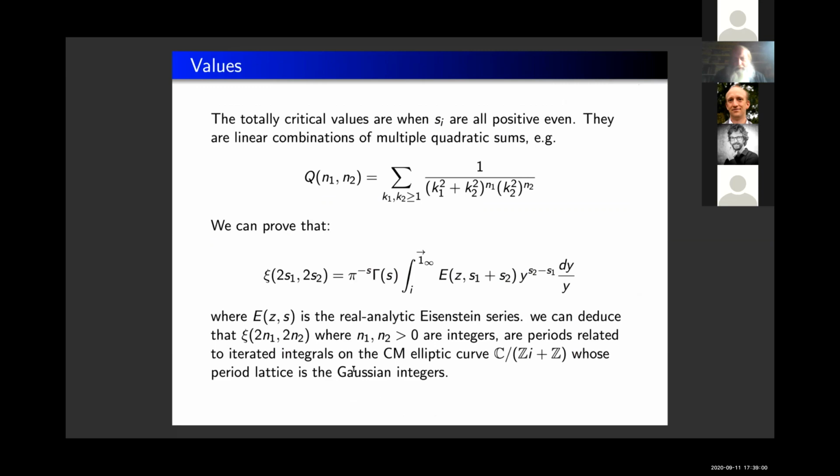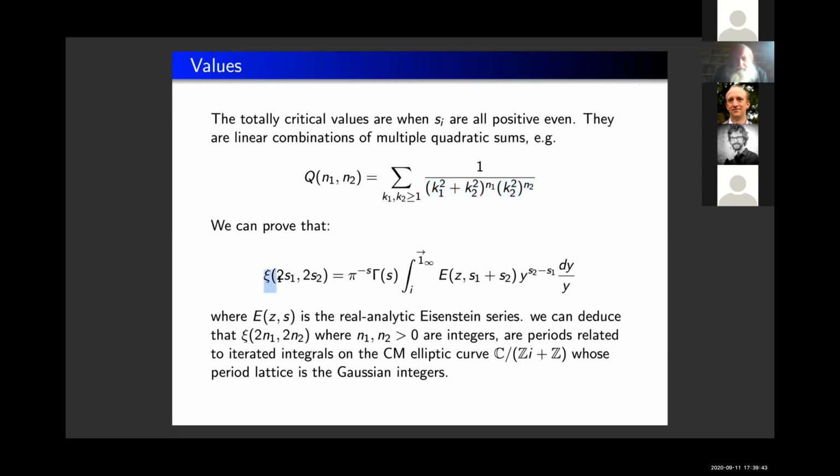So in fact, in general, if you look at these totally even values, they can always be written in terms of what I call multiple quadratic sums. I only wrote down the case r equals 2 here, but they're nested sums, a bit like a multiple zeta value, where now instead of putting an integer to a power, you have this quadratic term, k1 squared plus k2 squared. And in general, you'd have k1 squared up to kr squared. These things turn up a lot in the study of lattice sums. They're connected with various questions in physics.